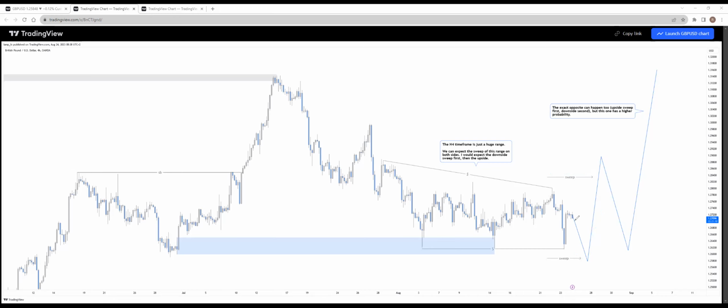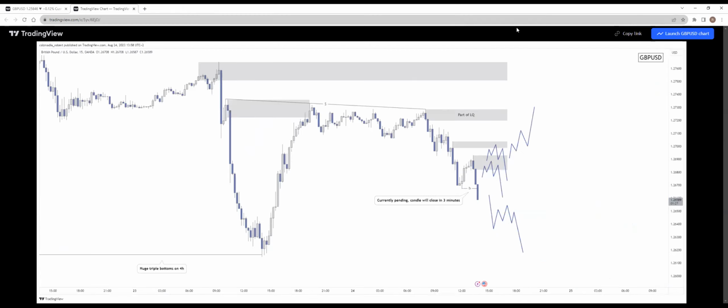Also, the exact same scenario could happen to the opposite side, so the sweep of the upside first, sweep of the downside second, and continuation to the direction after the second sweep. So yeah, technically that's all based on the 4-hour time frame. We can't really talk about it that much, and let's take a look on the 15-minute time frame that I have made for that session.